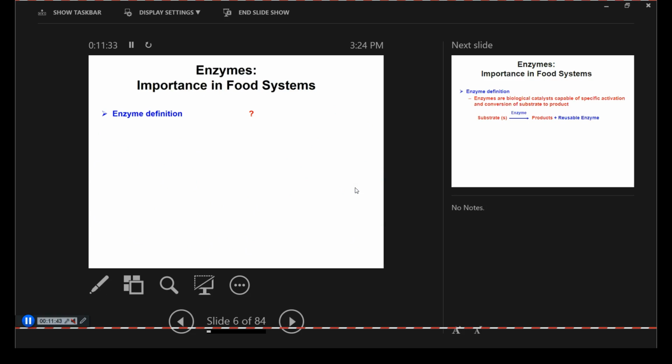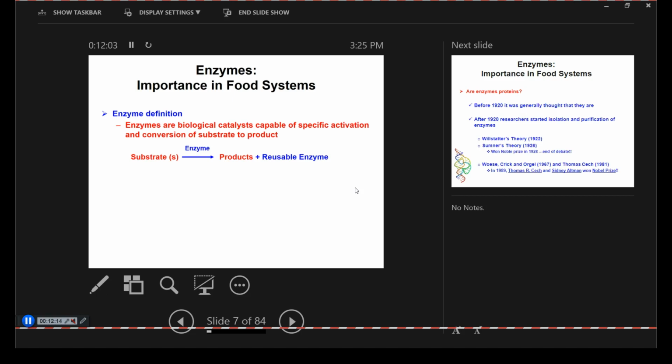Enzyme definition. What are enzymes? The cute little things. What are they? No, all of you know this. Yeah, thank you very much. They're biological catalysts, so they speed up the reaction. How do they speed up the reaction? Lowers the activation energy. There you go, you're done. You can leave now.